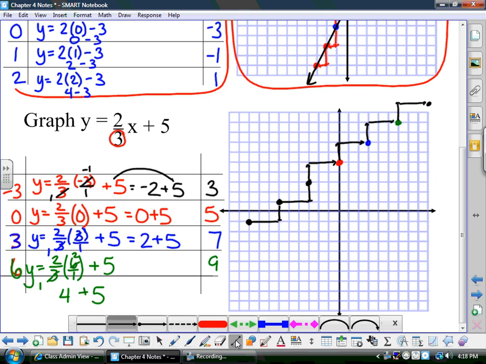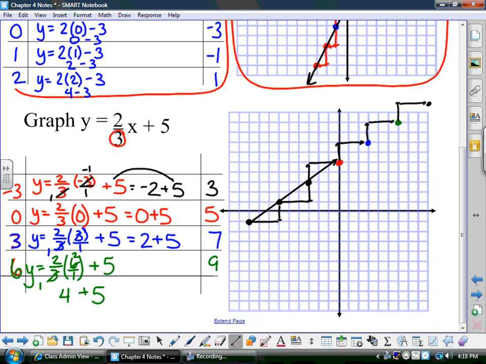Then use a ruler or something very, very straight like the side of your binder to make a straight line through all of those points. The line does keep going in both directions, so make sure you put arrows at the ends.